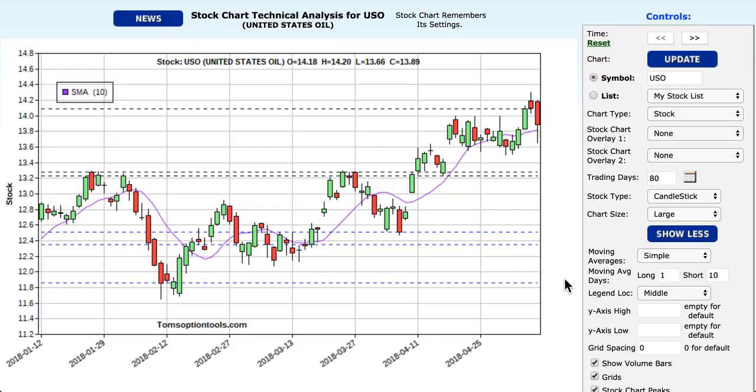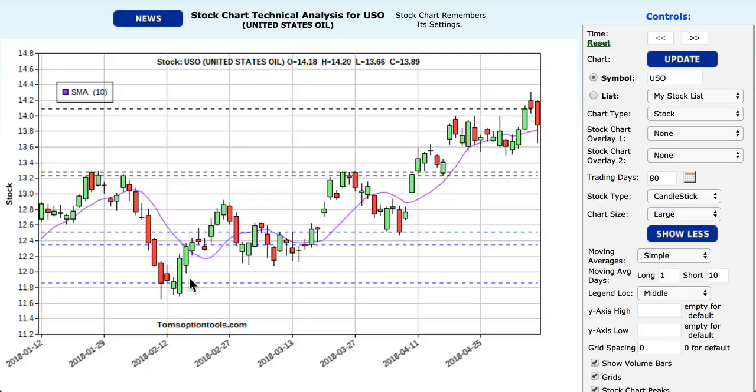So let's start with the first chart here. This is just simply a candlestick chart with a moving average on it, a 10-day moving average. But more importantly, look at the dotted lines here. This is something that I run in our software that's called Stock Chart Peaks. It gives me an idea of where the peak highs and peak lows are. They're not based off of actual highs and lows, but the closes of the day.